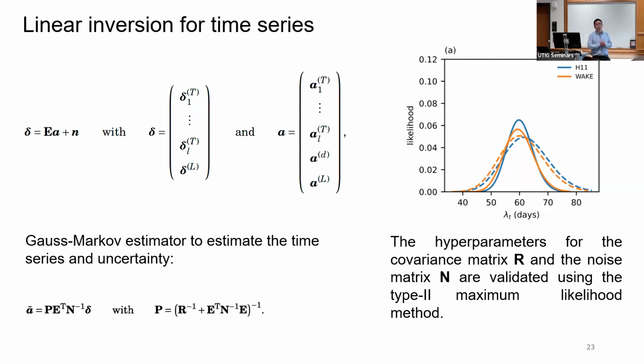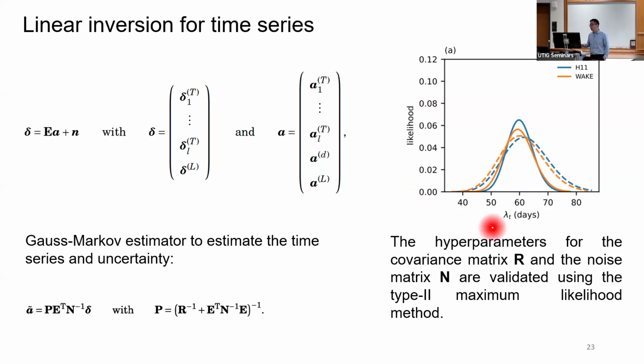There are lots of technical details in the inversion, which I don't want to talk about. But one thing I really want to talk about is the covariance matrix R and the noise matrix N. Typically when we do the Bayesian inversion, we specify the parameters of the covariance matrix using our knowledge, for example, our physical oceanography knowledge. But here, we want to let the T-wave data itself tell us these hyperparameters. We use the type 2 maximum likelihood method to estimate these parameters.